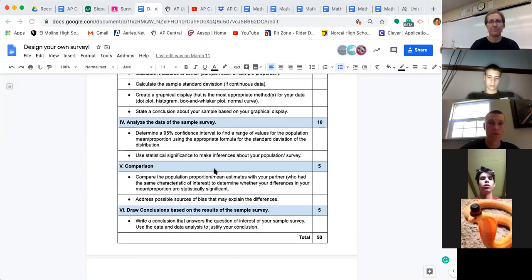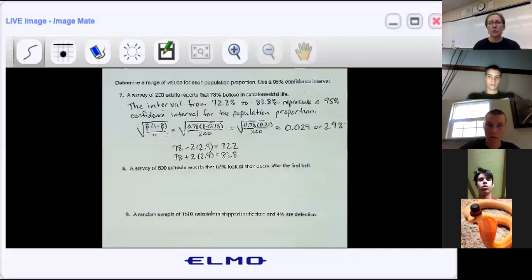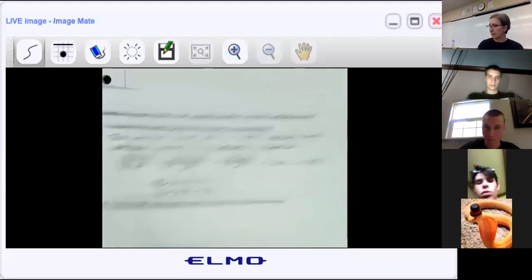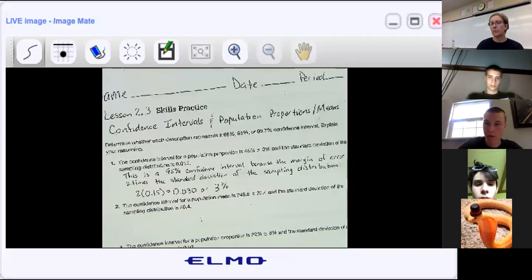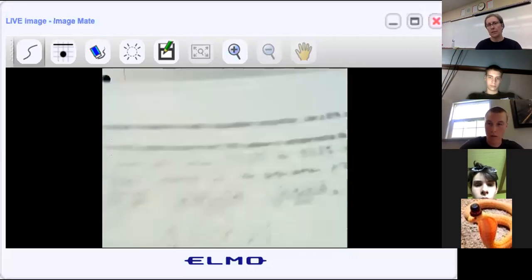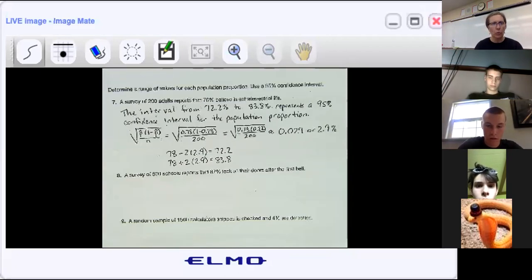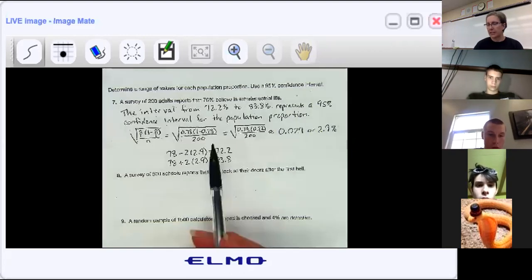Okay, so in part 4 is where you create your confidence interval. And so I'm going to switch you guys back over to my document camera here. I'm going to show you this. This was something I gave you in class. If you want to refer back to it, it was from lesson 2.3, confidence intervals and population proportions. This is on the back of that. And I am recording this. I think I'm recording this. So you could go back and watch this if you needed to look at this again.